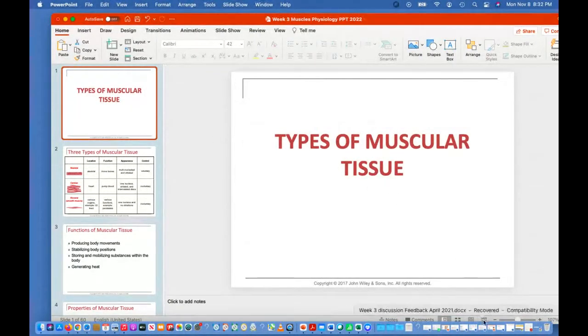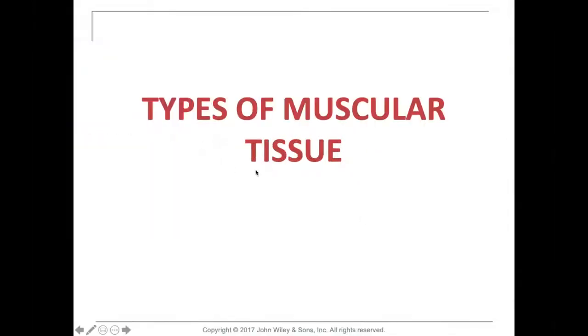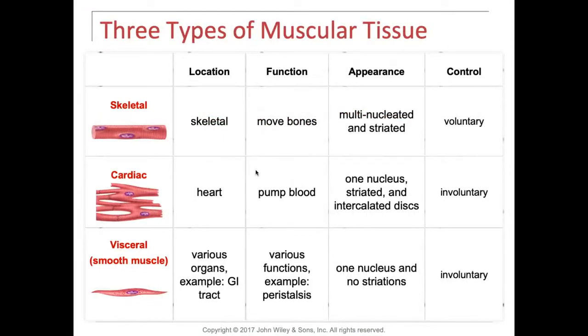So let's just review what the different types of muscle are. This should be a little bit of review for what we covered. If you think back when we covered tissues, we spoke about the four different types of tissues: epithelial tissue, connective tissue, nerve, and muscle. When we spoke about muscle, we introduced these three types: skeletal muscle, cardiac muscle, and smooth muscle. Smooth muscle is sometimes referred to as visceral muscle.